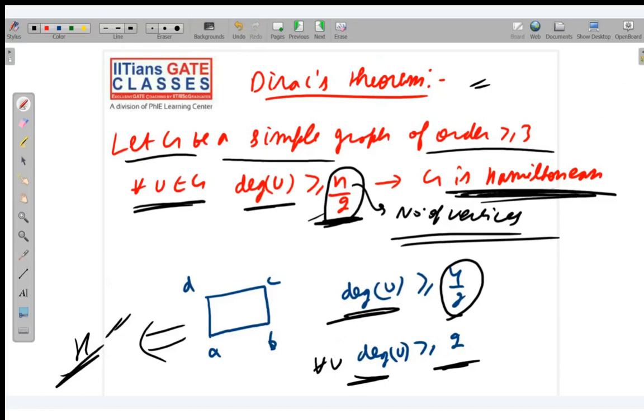Now the converse is not true. If a graph is Hamiltonian, then every vertex is of degree greater than or equal to n by 2. No, no, no. Okay, one-way theorems. Take snapshot. I will jump to the next slide. Done.